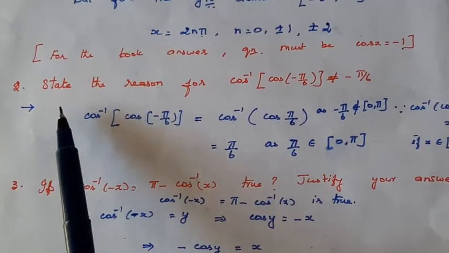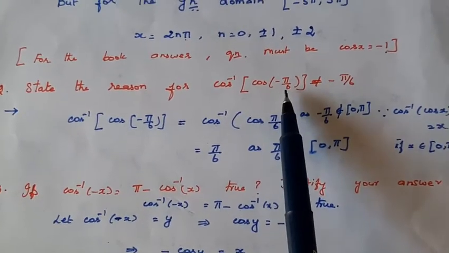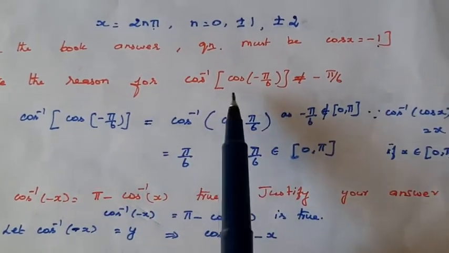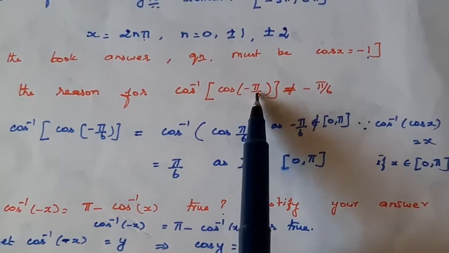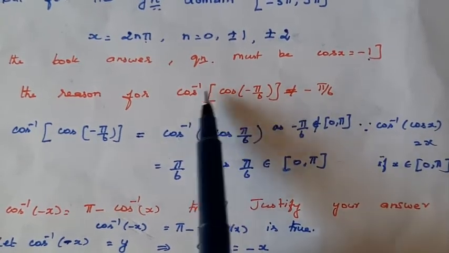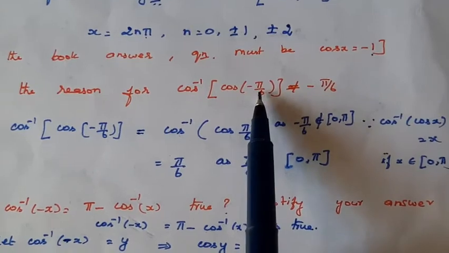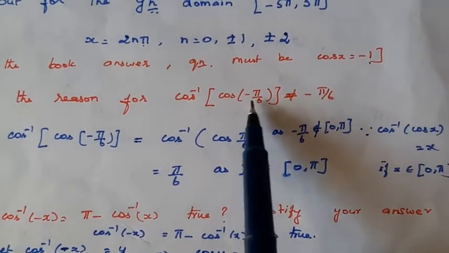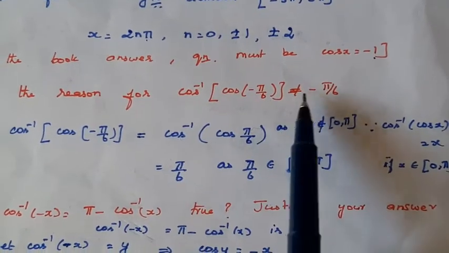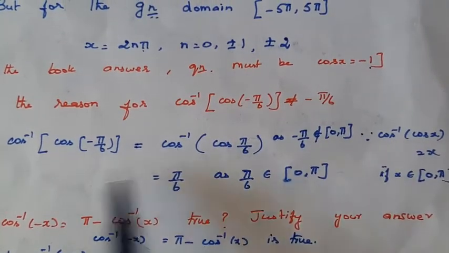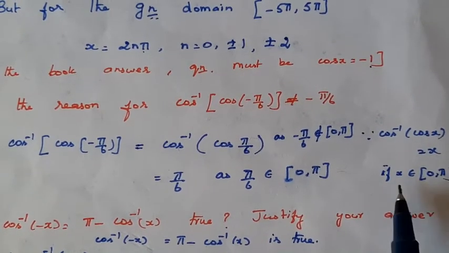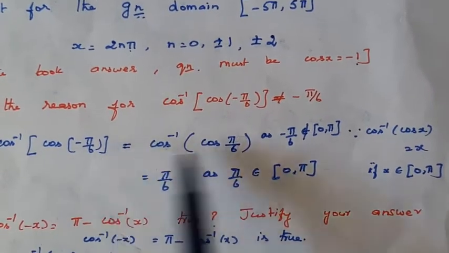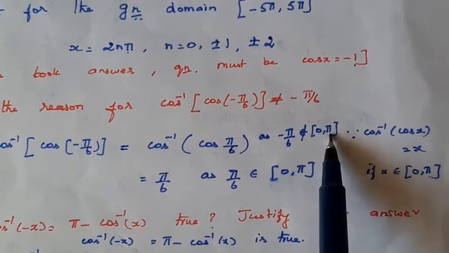Now the next one: state the reason why cos inverse of cos of minus pi by 6 is not equal to minus pi by 6. You know that if the angle lies in the principal domain, then only cos inverse of cos x is equal to x. But minus pi by 6 does not lie in the restricted domain 0 to pi, and therefore cos inverse of cos of minus pi by 6 would not be equal. Let us explain this. Okay. So cos inverse of cos x is equal to x only if x belongs to the closed interval 0 to pi. Okay. So here minus pi by 6 does not belong to the closed interval 0 to pi.